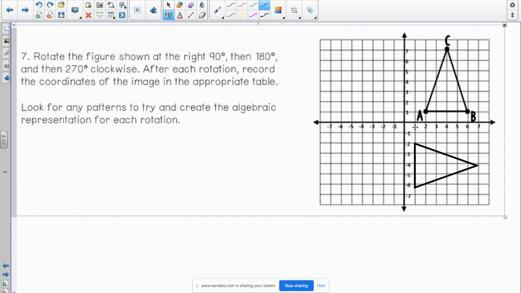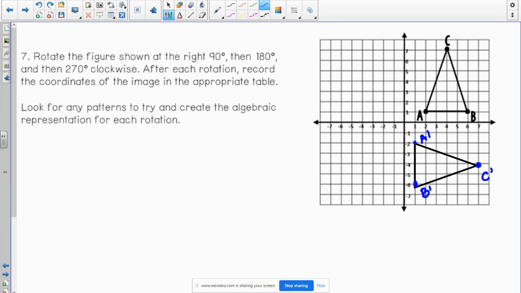So it was 1, -2, A prime, which is where we put it. And then B prime was at, I'm sorry, 1, -6. My triangle got a little too big. Should be right here, B prime. And then C prime should be at 7, -4, which looks pretty good, 7, -4.